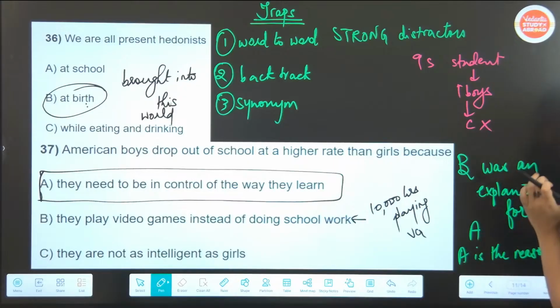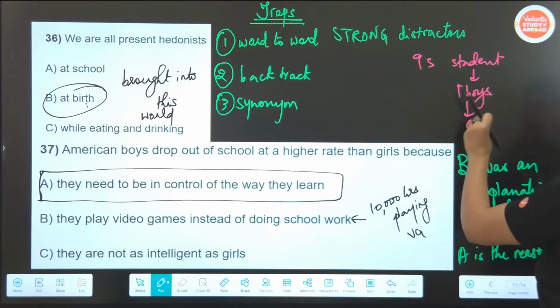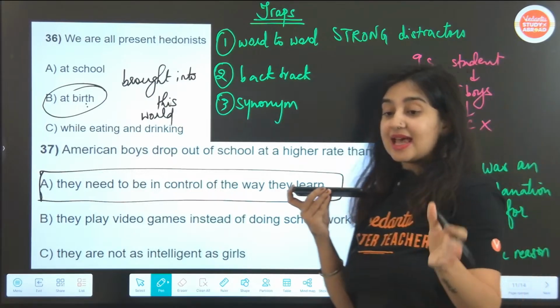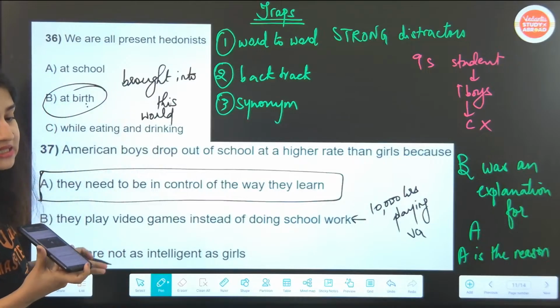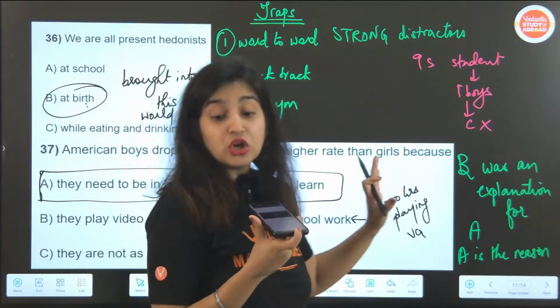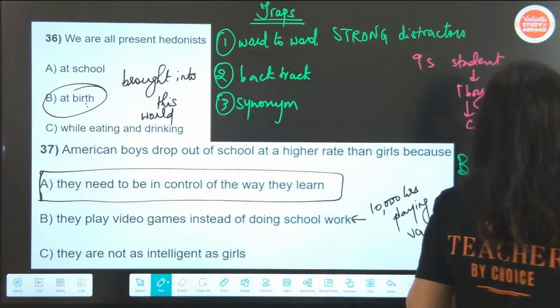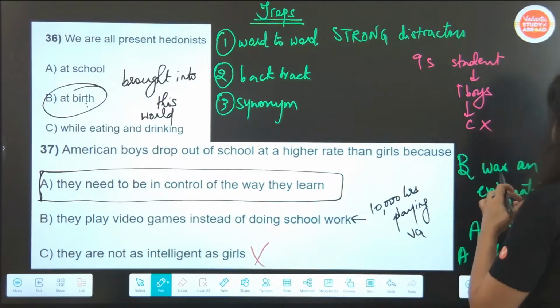A recent study, boys are not as bright as girls, is then stated. But then backtrack. It's said that we can easily say that boys are not as bright as girls, which means they are not as intelligent as girls, but that is not correct. Why? Because evidence doesn't support it. So C becomes wrong. Okay?